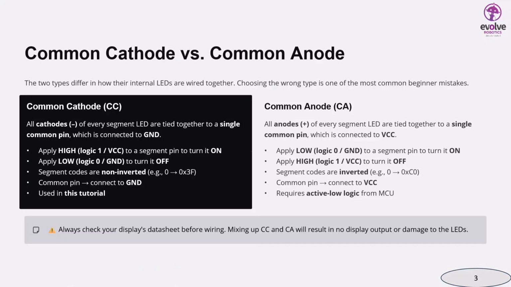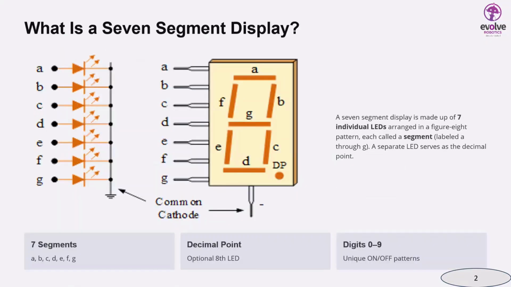In a common cathode display, all the cathode terminals of the LEDs are connected together and tied to ground. As you see in the previous picture, here you can see the 7 segments A, B, C, D, E, F, G. On the right side, all the cathodes of the LEDs are joined together and connected to ground. This type of connection is known as common cathode.